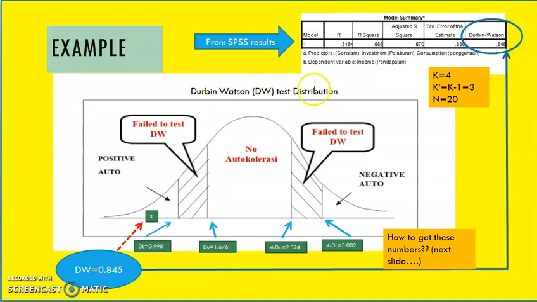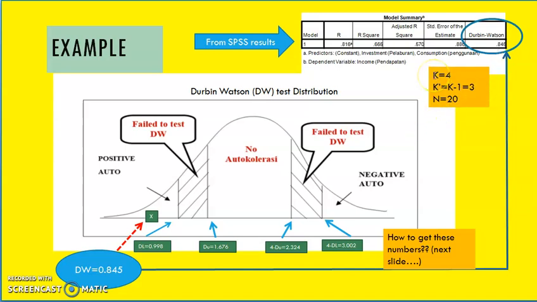Okay, as an example, let's assume that you get this data from your SPSS result, and make sure you have this result in the circle. When you have the result, this is actually your Durbin-Watson value given by your estimation regression result in SPSS.